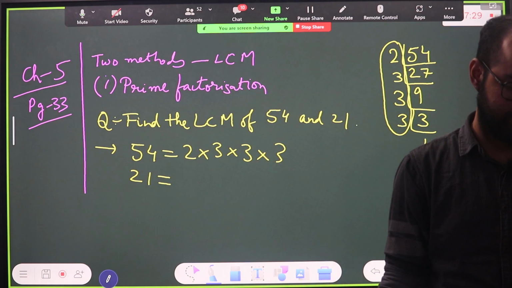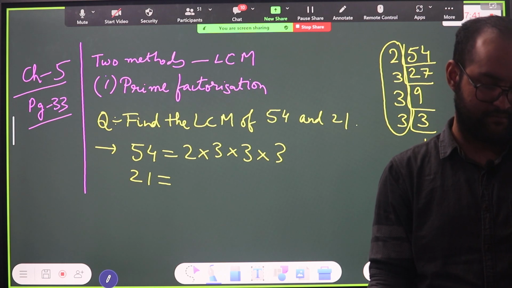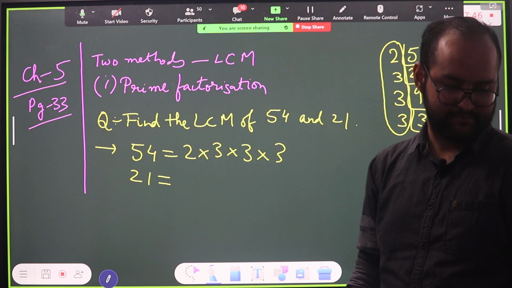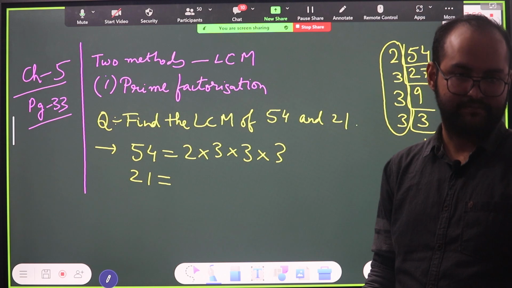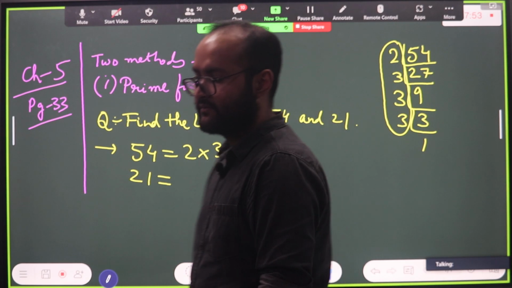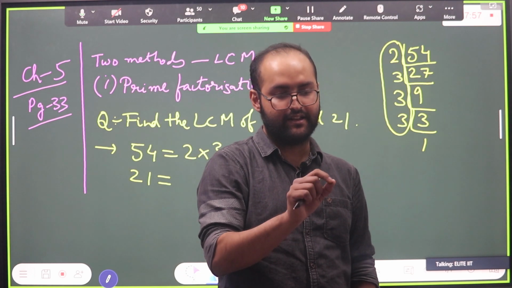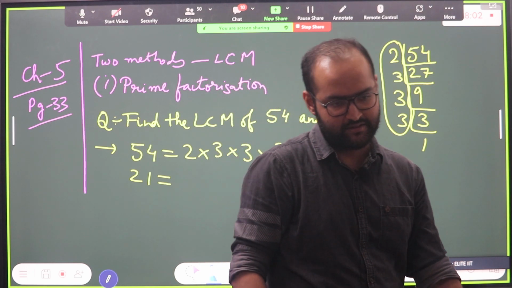Let him come back. Any one number? Any number. Which number? So 54 and 54. Digant, how to write the prime factors? Everyone is shouting 3 into 7, 3 into 7. Still, you cannot write the prime factors. Why, Digant?